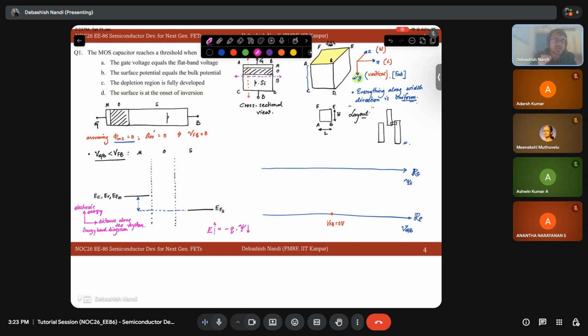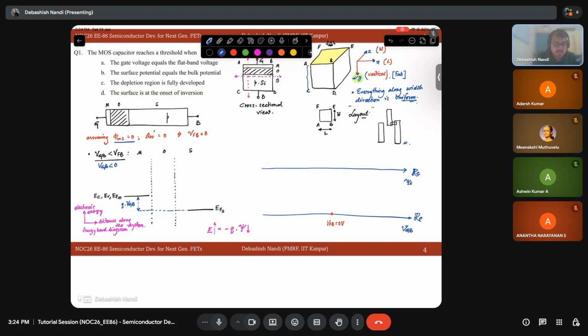So if I apply negative VGB, that means my gate is at a negative potential. That means the electronic energy at the gate will increase. That means my Fermi level at the gate will increase. So this is what is happening. This gap is nothing but q times VGB, this VGB less than 0 I am applying at the gate. Is that clear?